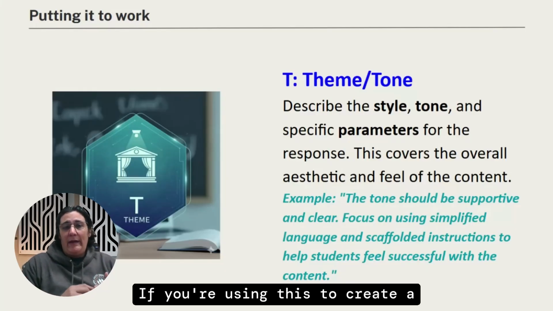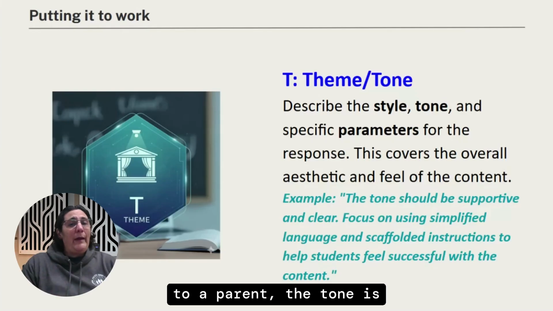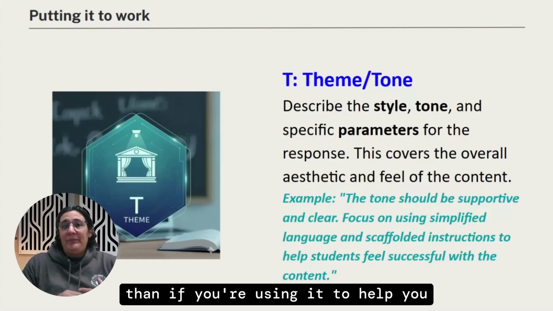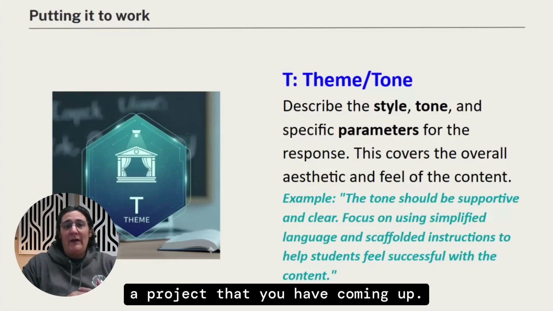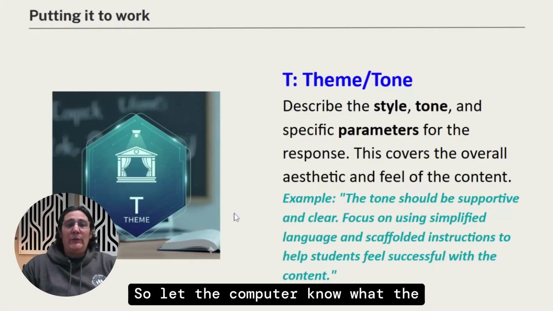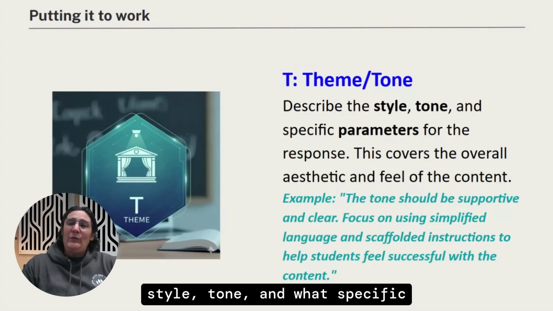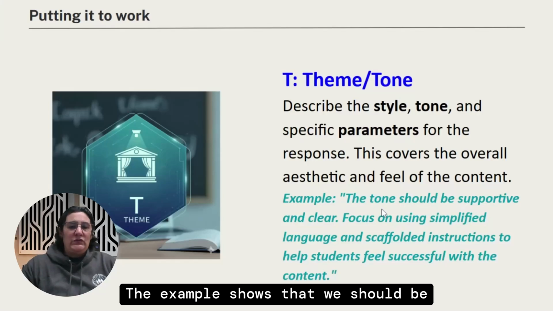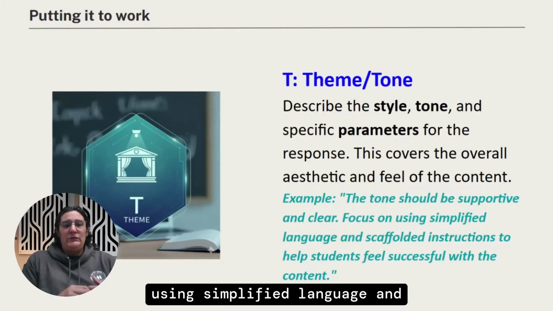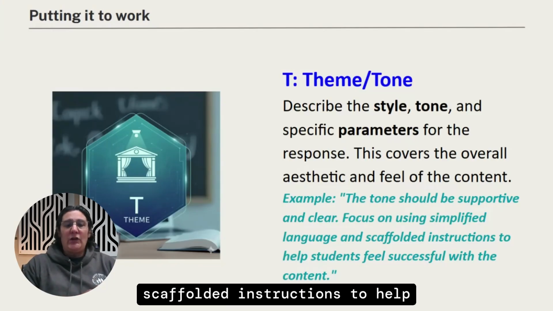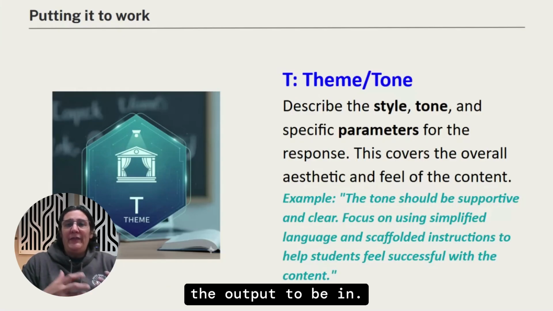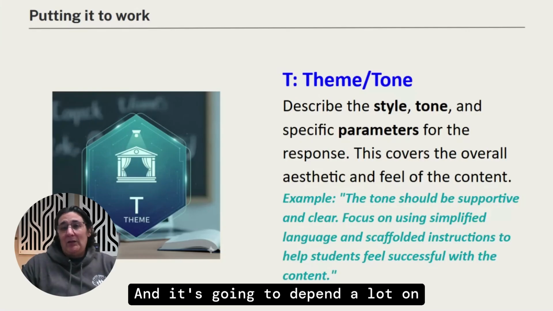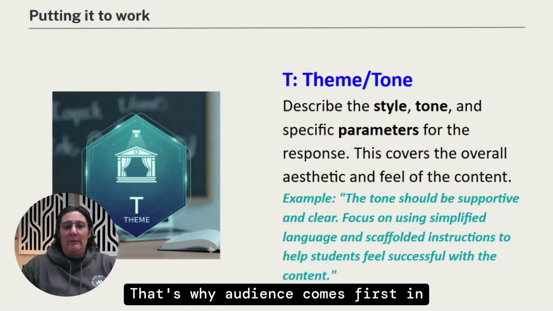If you're using this to create a prompt to help you draft an email to a parent, the tone is potentially going to be different than if you're using it to help you create a rubric for the students in your class for a project that you have coming up. So let the computer know what the style, tone, and what specific parameters you want for that response. The example shows that we should be supportive and clear, focus on using simplified language and scaffolded instructions to help students feel successful with the content. So, what tone do you want the output to be in? And it's going to depend a lot on who your audience is. That's why audience comes first in this example.